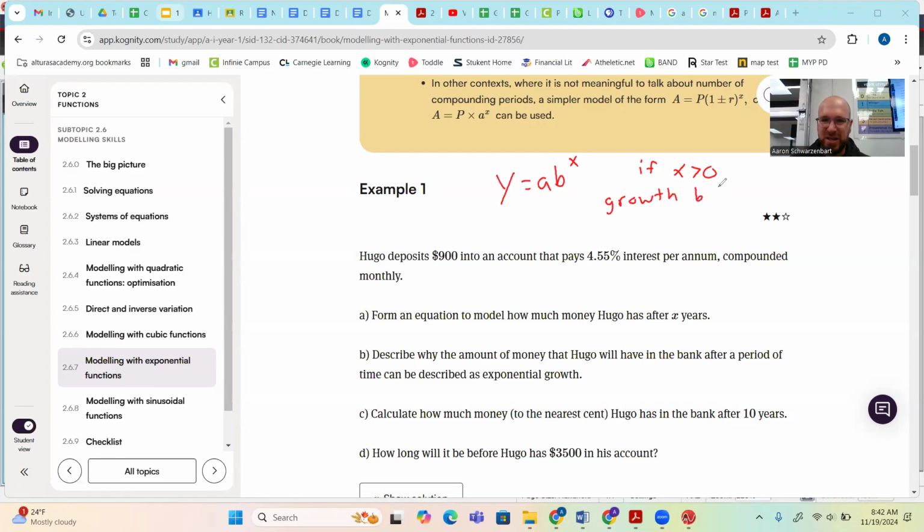involves values for b greater than 1. Decay, oops, involves values for b between 0 and 1. If, however, x is negative, I'll write that as x is less than 0. You swap these.